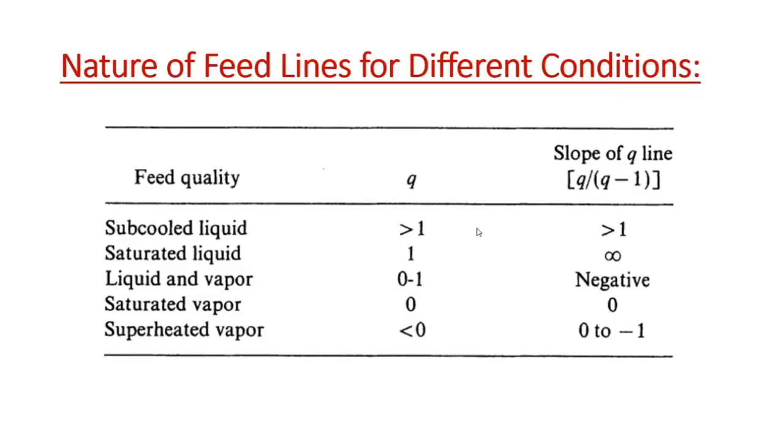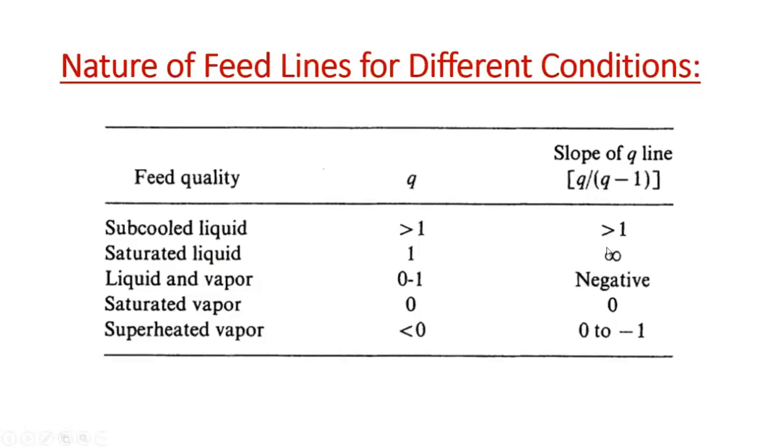So this feed line, or Q line, will lie in the first quadrant, in between the diagonal line and the equilibrium curve. Now for a saturated liquid feed, the Q value equals 1, because at that time if we just supply the latent heat of vaporization, it will be converted to saturated vapor. So the Q definition will be lambda by lambda, which equals 1. If Q equals 1, then the slope will be 1 by (1 minus 1), that is 1 by 0.